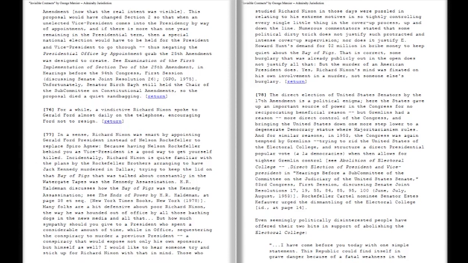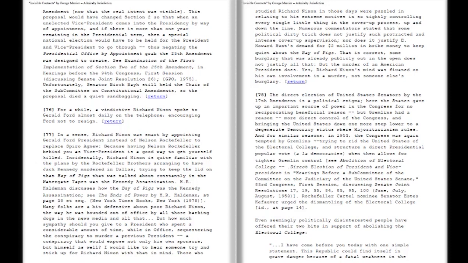Those who studied Richard Nixon in those days were puzzled in relating to his extreme motives in so tightly controlling every single little thing in the cover-up process, up and down the line. Numerous commentators stated that some political dirty trick does not justify such protracted and intense cover-up supervision, nor does it justify E. Howard Hunt's demand for $2 million in bribe money to keep quiet about the Bay of Pigs.